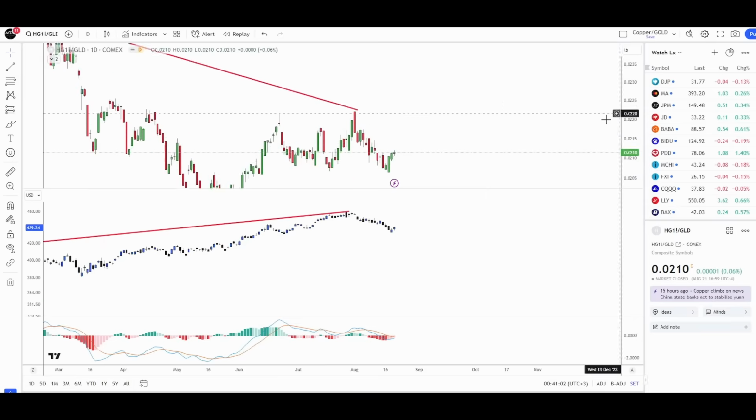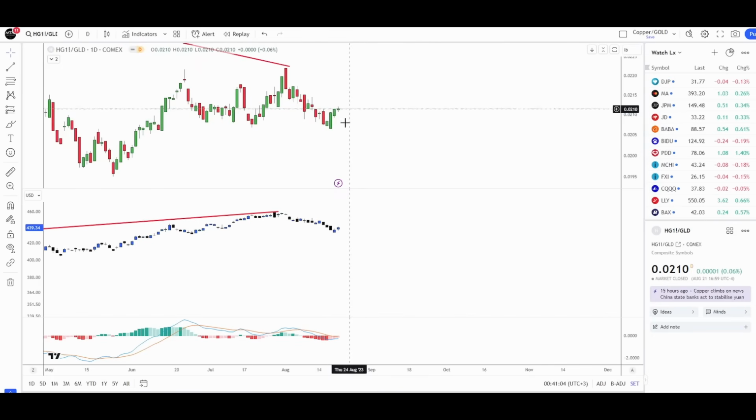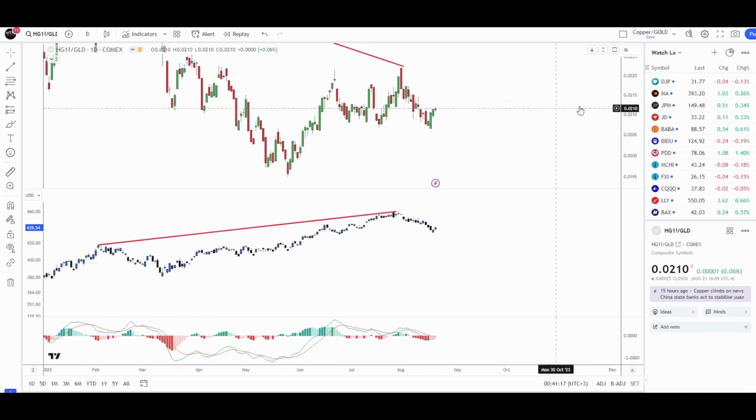Okay, what is the copper to gold ratio doing? Well, it's rallying. In fact, we had a rally in the copper to gold ratio back on August the 17th when the market was selling off. The copper to gold ratio was rallying, so it was a leading indicator that the market was about to reverse to the upside. Okay, I hope that was helpful.